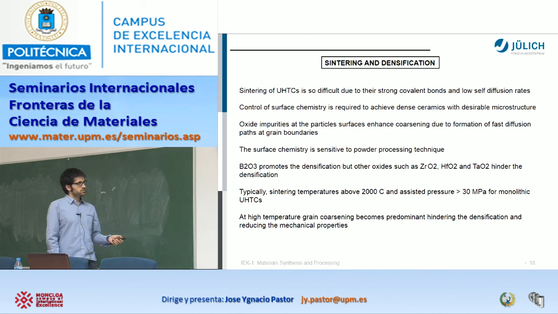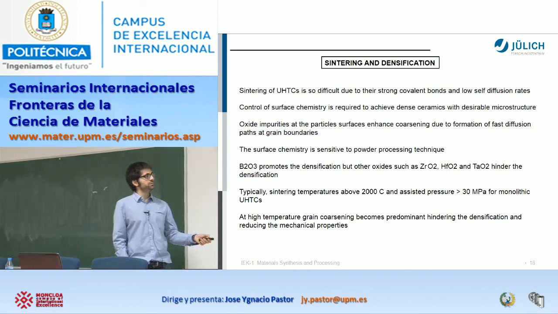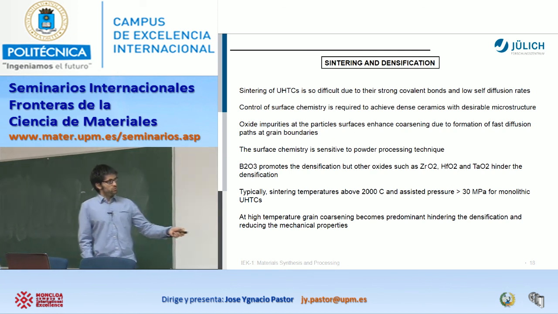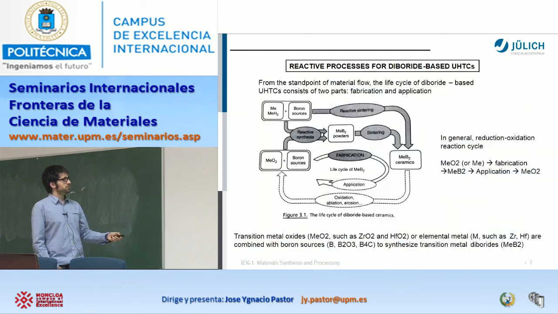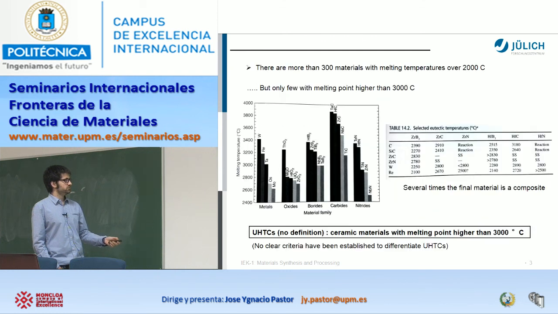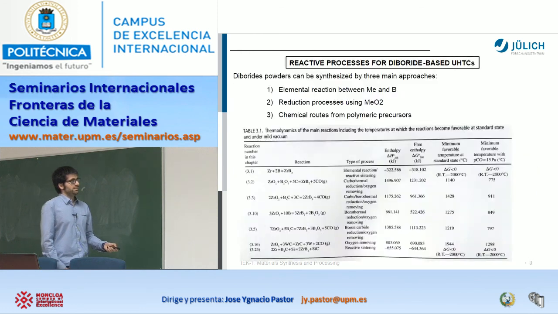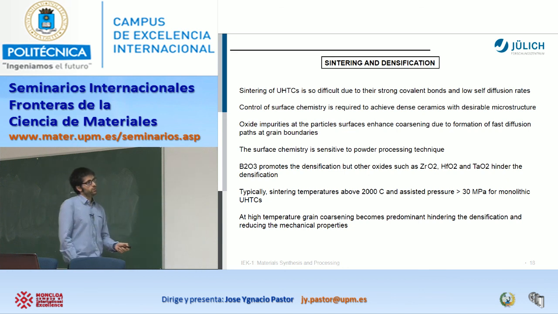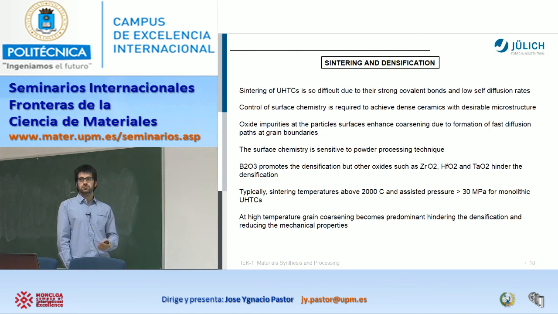But okay, this boria melts and helps the densification, but we have other oxides present on the surface of our particles, some of them here, for example the zirconia or others. Their melting point is really high, so they will not melt, and then they will hinder the densification of your material. It's like blocking the densification.